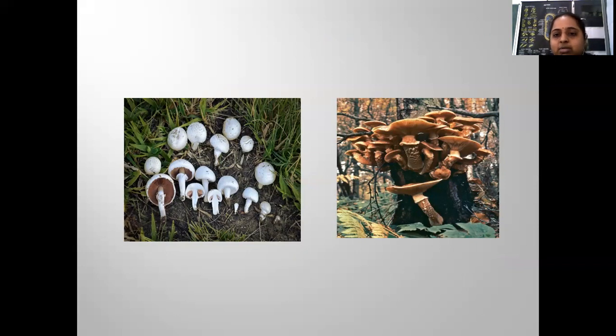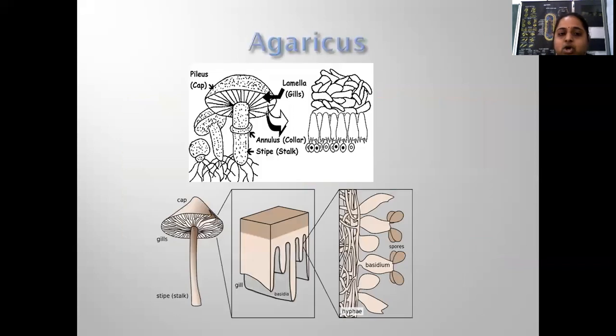Edible mushroom. Not all types of Agaricus are edible. There are some poisonous mushrooms also which should not be consumed. Only a few mushrooms can be consumed and are not going to harm humans. Some are toxic, they release poison. So as I told you the structure of Agaricus, this is the slide which shows you the structure of a mushroom.